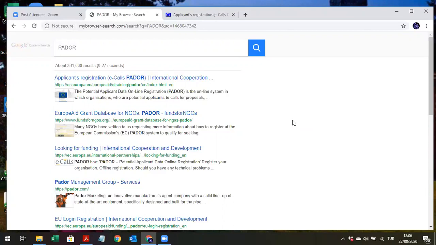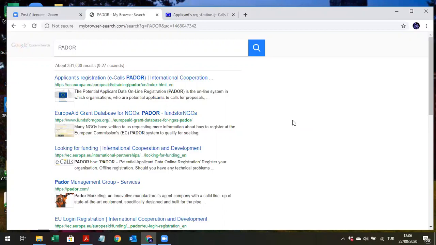Once you have your registration, you will receive a Europe Aid ID number, and this number is going to be used as the reference throughout all the process. So how do we do this? How do we register to PADOR?